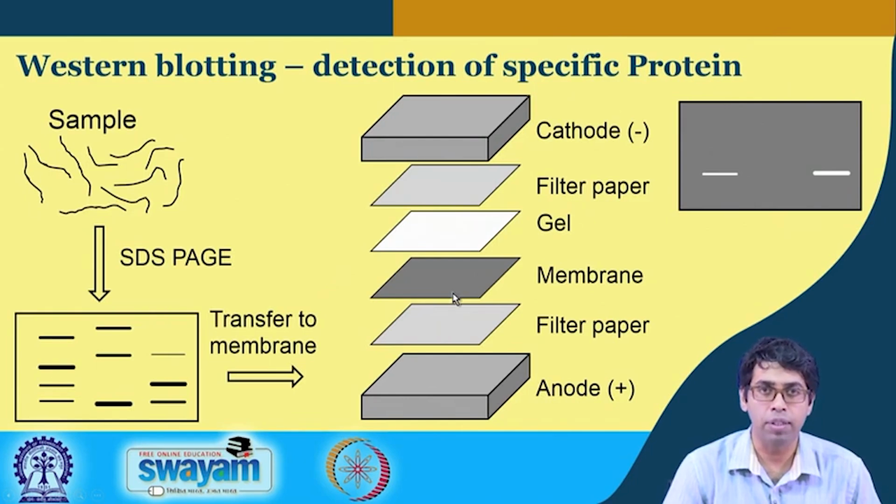And once we have done that, we are going to again detect these proteins using some way to see whether our specific protein is present in that membrane or not. So, in this case we see that yes, the protein that we want to see is present only in the first and the third lane, and it is missing in the second lane. So, how do we detect a specific protein in this case?